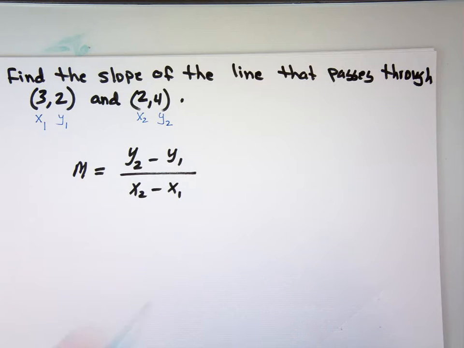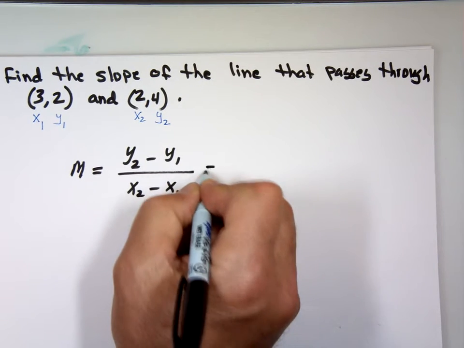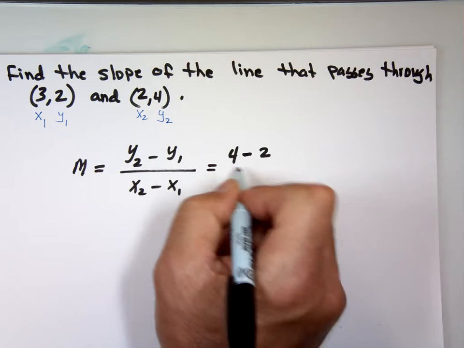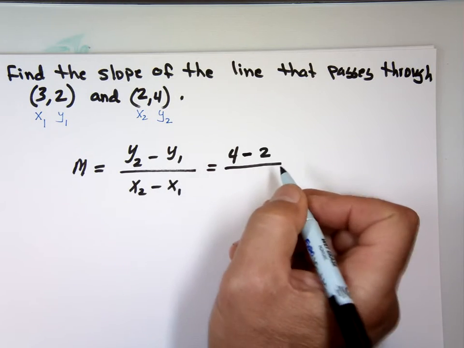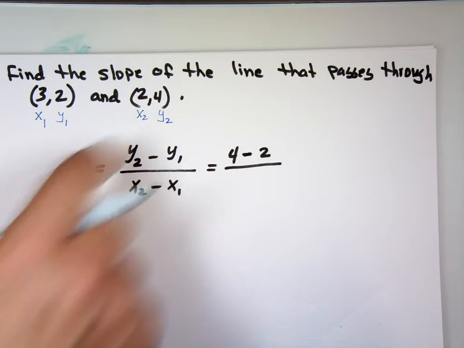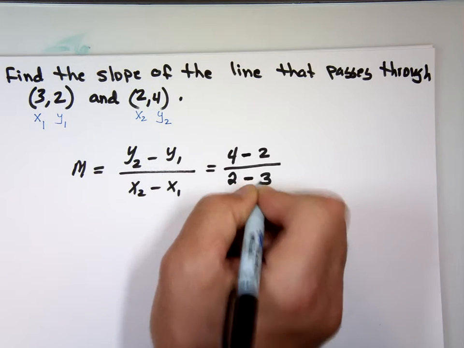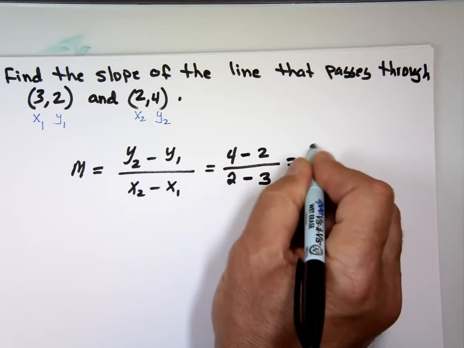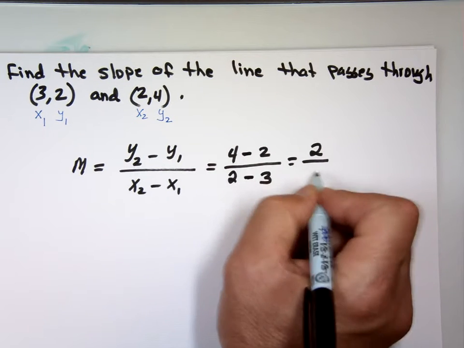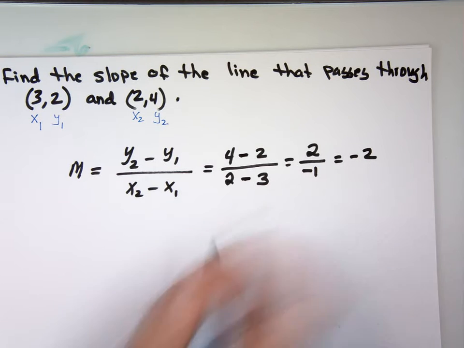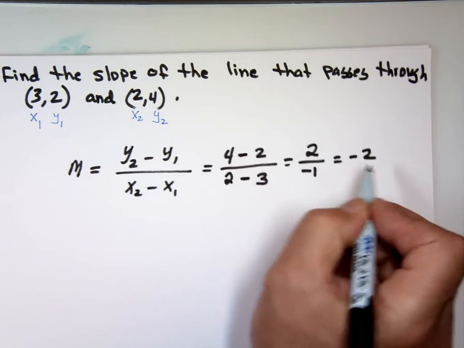Do I know what y sub 2 is? That's 4 minus the 2. X sub 2, which is 2, minus the 3. What's 4 minus 2? 2. What's 2 minus 3? Negative 1. That's a negative 2, or negative 2 over 1, if you want to write it that way.